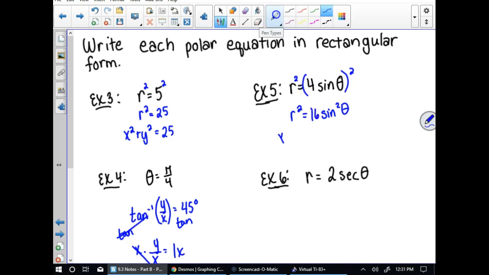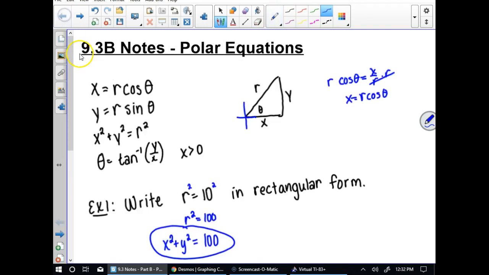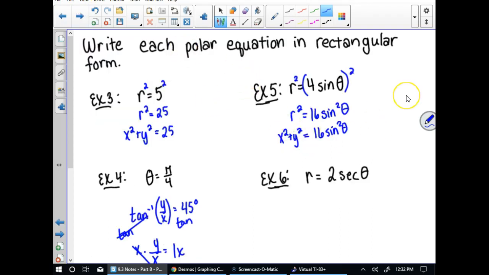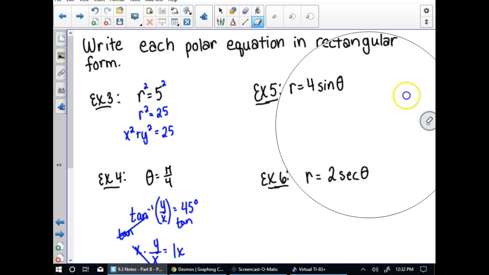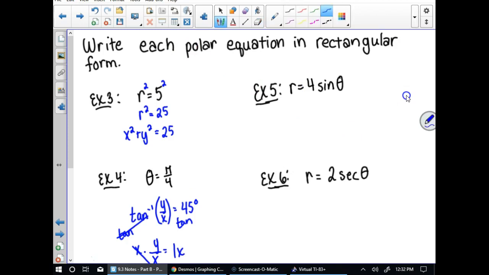And so I could change this to x squared plus y squared, but if I look at my formulas here, I don't have anything with a sine that's been squared, especially without an r beside of it. So that's just not going to work out if we do it that way. So let's do something different. There is another way to get r squared without squaring both sides.